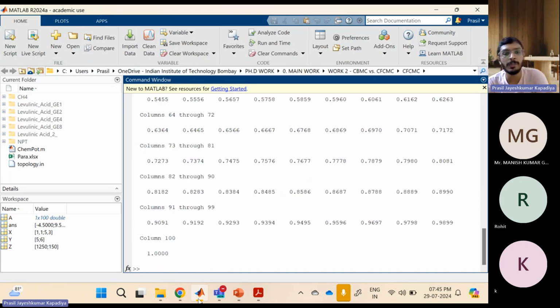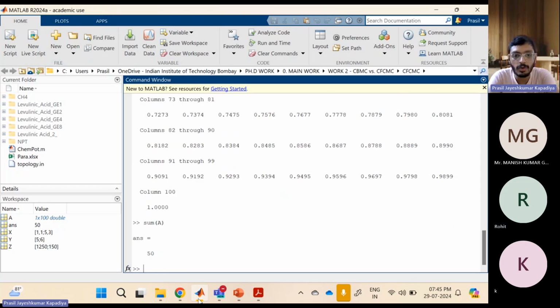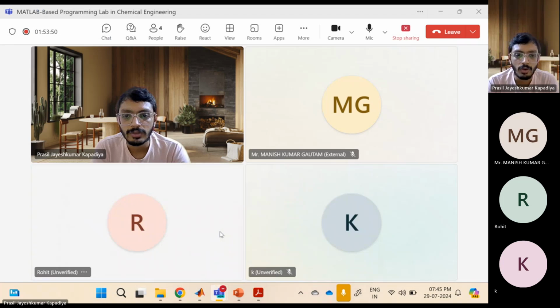Okay, and I want to sum it. So to sum all the elements, I just need to write the sum command. This sum command takes the summation. So if I write sum of A, it will give me the summation of all, so that is 50. So this sum command is used for this purpose. Okay.